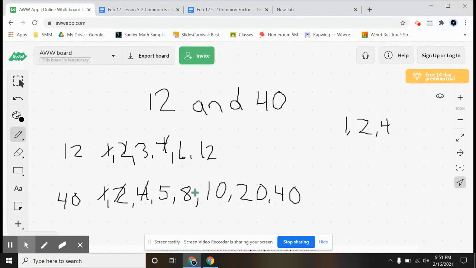6, I don't see a 6 down here. A 5, I don't see a 5 up there. A 12, I don't see a 12. And all these bigger guys, they're not up there. So that's it. Those are my only common factors.